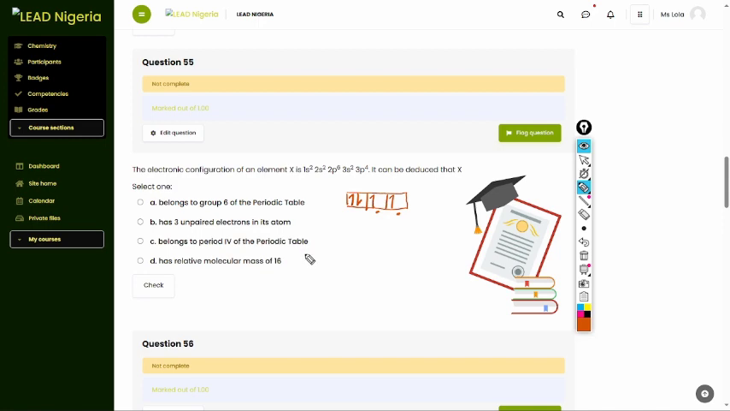Then it has a relative molecular mass of 16. Well, the atomic number here is 2 plus 2, 4. 4 plus 6 is 10. Then plus 2, 12. Then plus 4. Oh wow, 12 plus 4, 16. Okay, so 16 here is the atomic number, not the relative molecular mass. Relative molecular mass would give us the total number of protons and neutrons. But the information we're given here only gives us the atomic number, which is the number of protons only. So D is not the correct answer. So the correct answer is A. So we'll go with A.